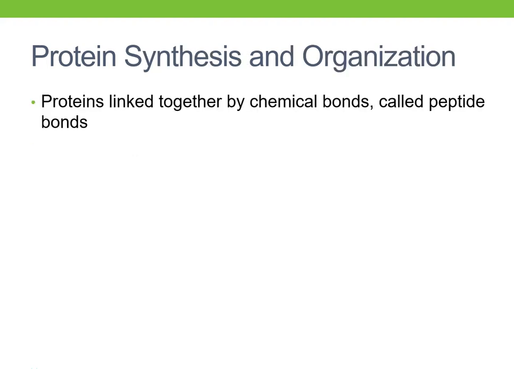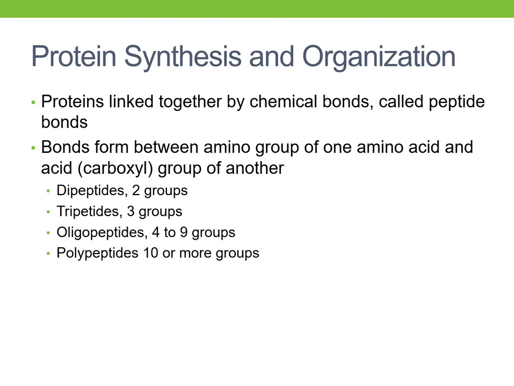So protein synthesis and organization, again, we're linking lots and lots of amino acids together by chemical bonds. We linked amino acids together, and now we're also going to be linking whole proteins together perhaps, and it's all that attraction of those acid and those amino groups that are going to come and pull that together and initiate that formation of the peptide bond.